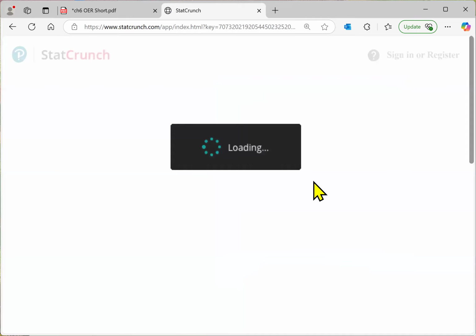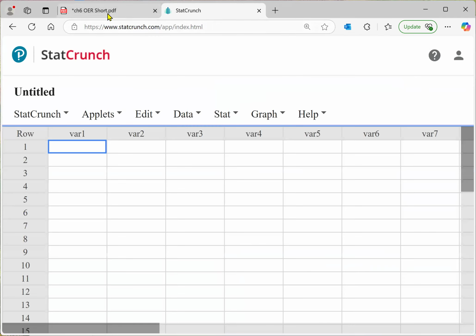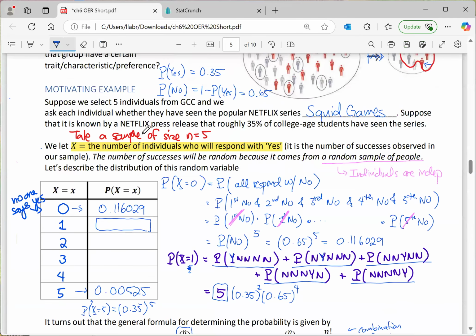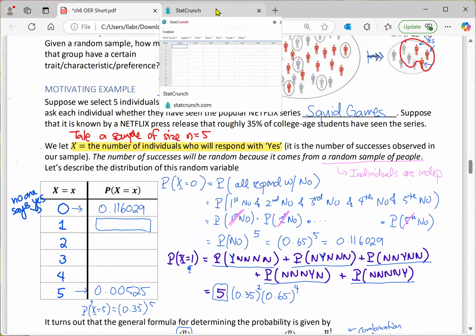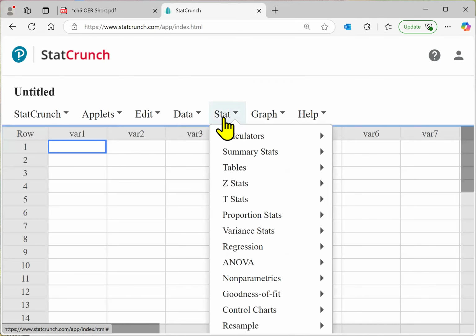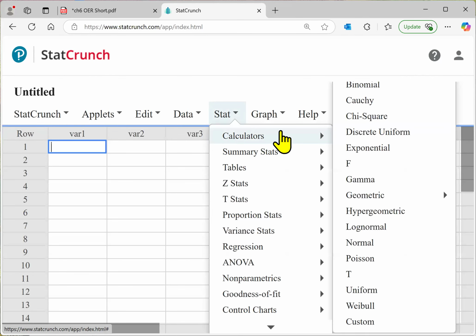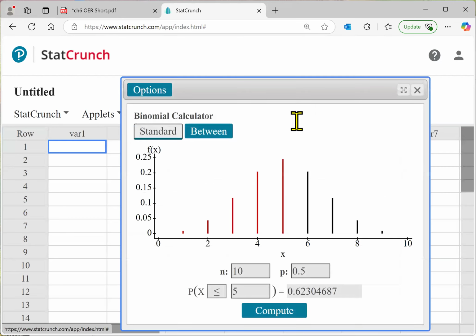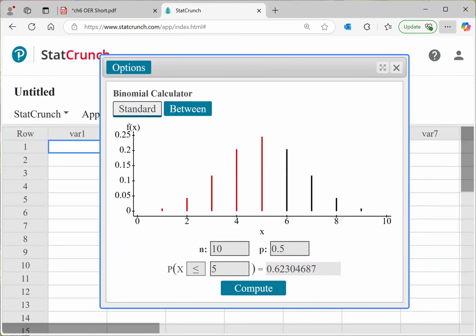All right, signed in now. So in StatCrunch, what we're doing here is we're actually considering something called a binomial random variable, which is going to be X, the number of people that say yes when you ask a group of certain size. And we can get all that information by simply going to Stats, Calculator, Binomial. So if you click on Binomial, you get this applet pop up.